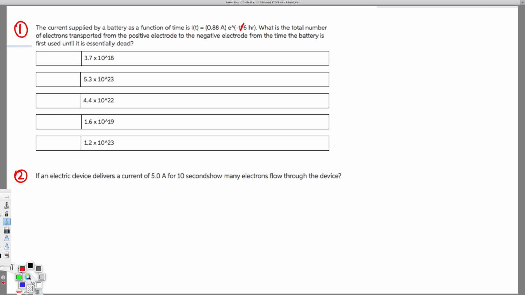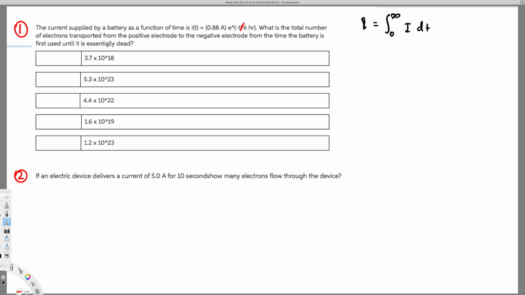To find this, we usually use the equation Q equals the integral from 0 to infinity of I dt. Here they have already given the function of I, so we can simply substitute and find the charge first, because we are going to use this to find the number.